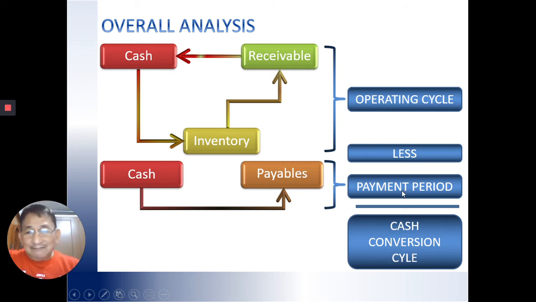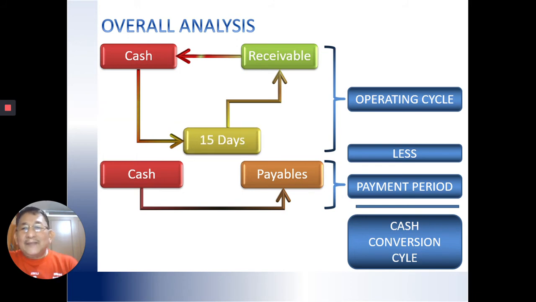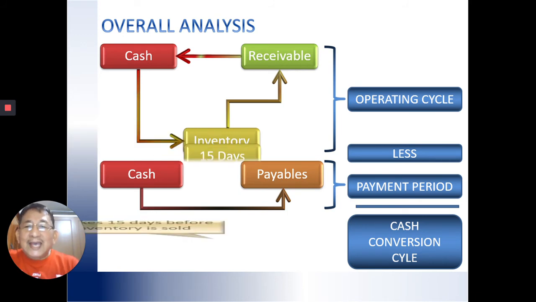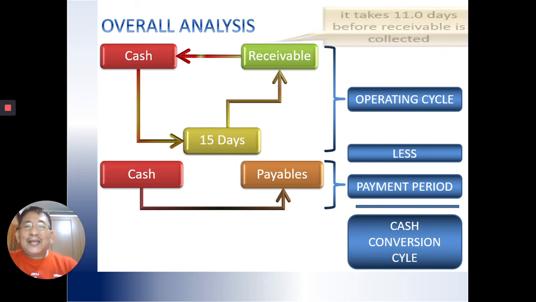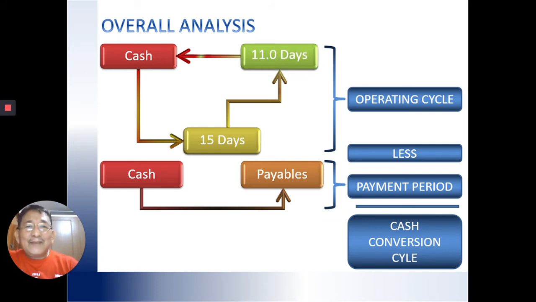So, yun yung pag-compute ng cash conversion cycle. Sample natin: assuming it takes 15 days before the inventory is sold. Ang tawag mo doon ay days in inventory. Then another one, it takes 11 days before receivable is collected. Anong tawag mo doon sa 11 days? Collection period. Kaya ang mangyayari, 11 plus 15 equals the operating cycle.